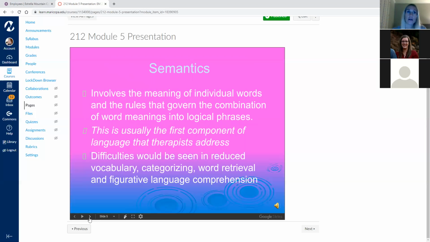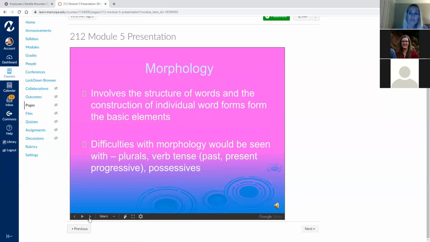And even our ELL group. When I say ELL, just to make sure, I feel like most people use that term, but maybe not. ELL means English language learners, so they're learning language as a second language. A lot of our ELL speakers can struggle with that figurative language because it's also kind of cultural too. So morphology involves the structure of the words and how individual word forms are the basic elements.